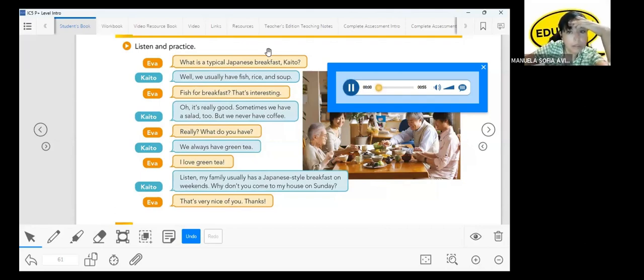Page 61. Exercise 6. Conversation. We always have green tea. Listen and practice. What is a typical Japanese breakfast, Kaito? Well, we usually have fish, rice, and soup. Fish for breakfast? That's interesting. Oh, it's really good. Sometimes we have a salad too, but we never have coffee. Really? What do you have? We always have green tea. I love green tea. Listen, my family usually has a Japanese-style breakfast on weekends. Why don't you come to my house on Sunday? That's very nice of you. Thanks.